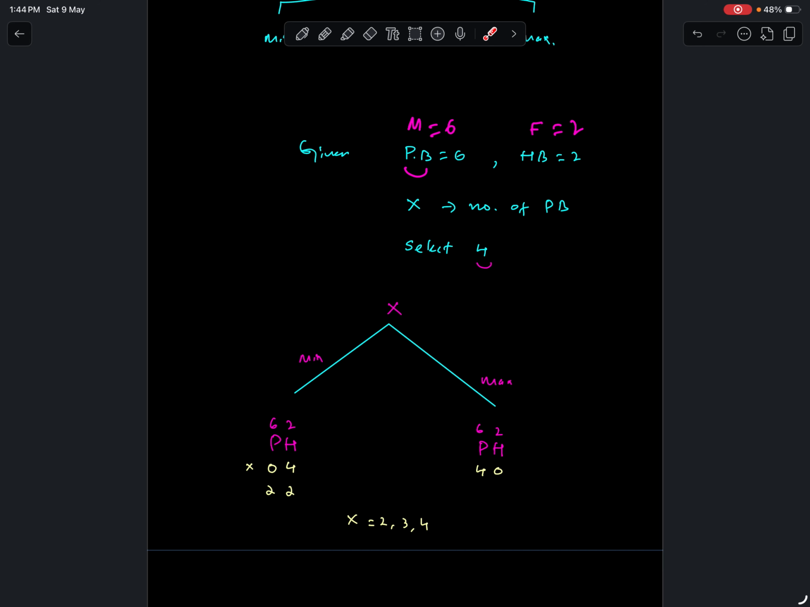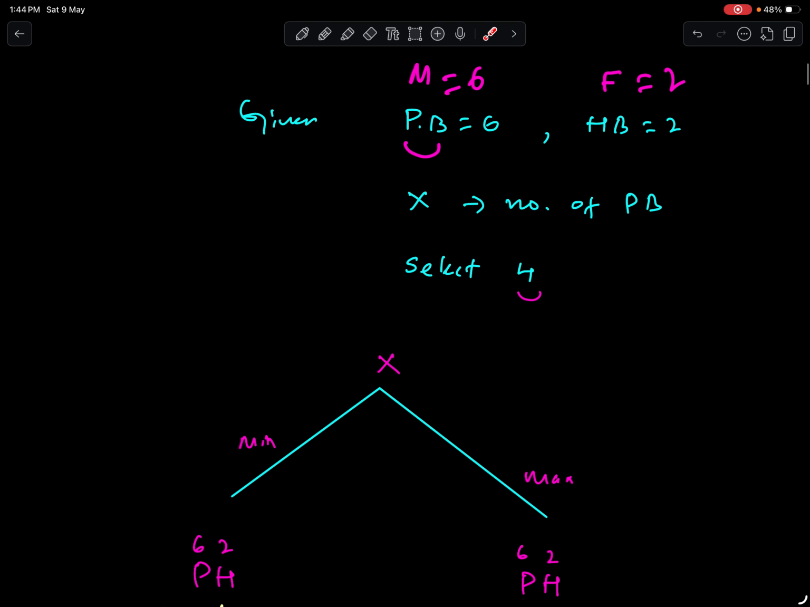So we can have, let me make another diagram for this. X, male, male, okay. So maximum we can have 4 males, and minimum we can have here females.